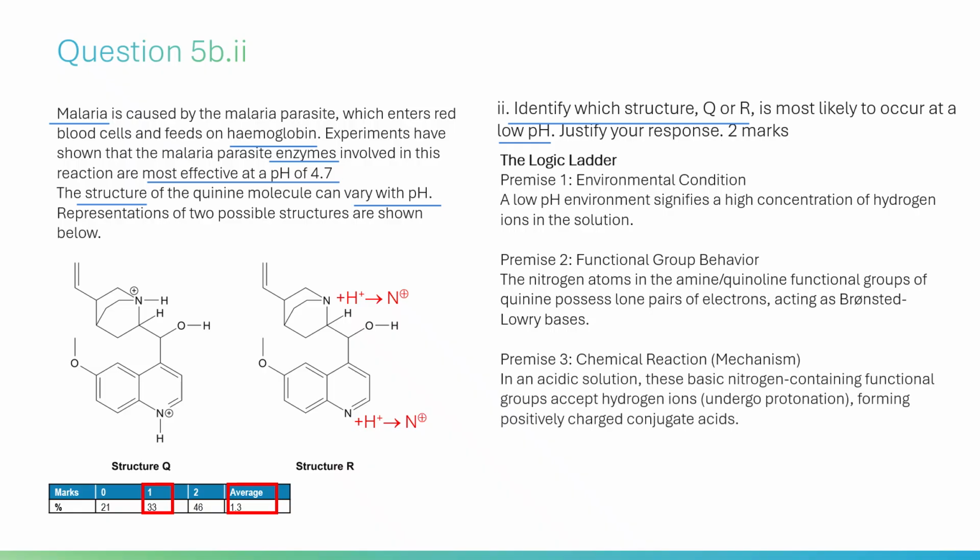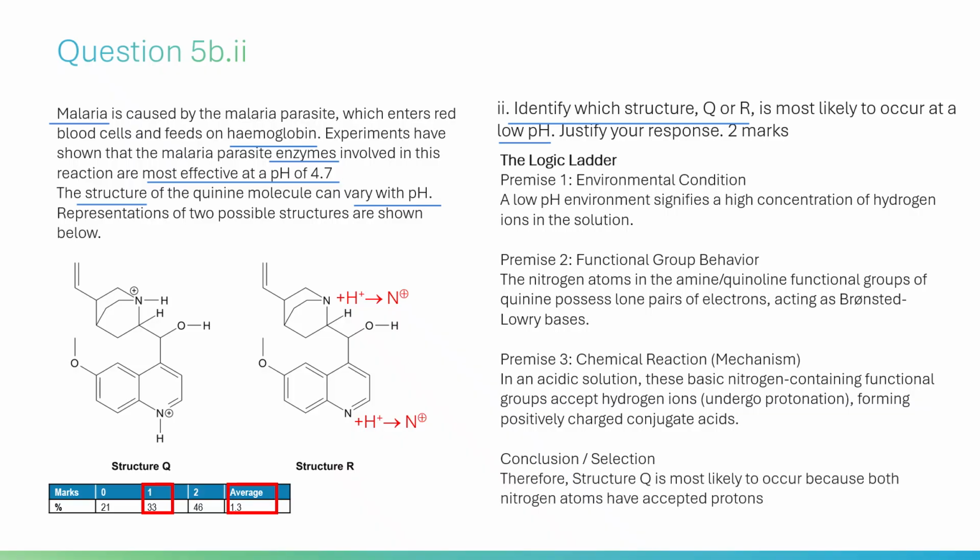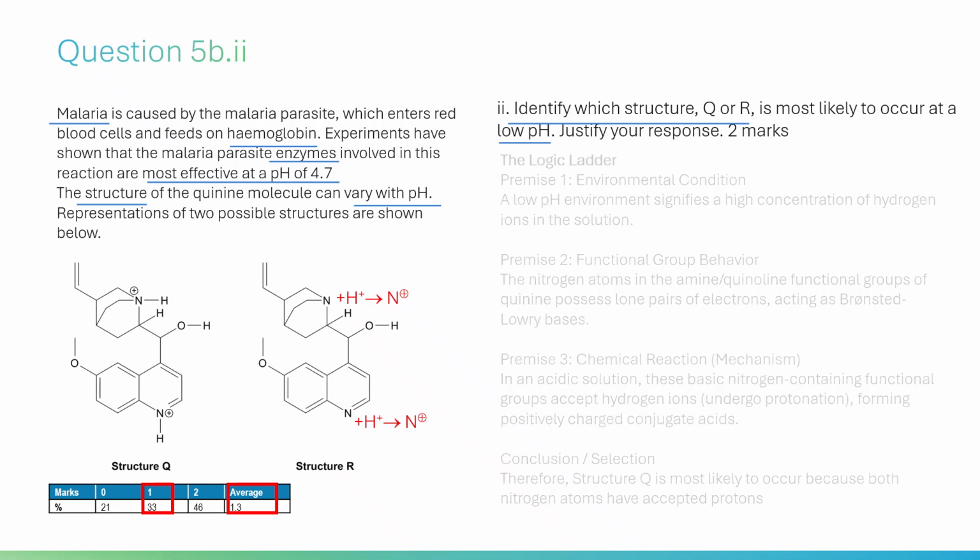In an acidic solution, these basic nitrogen-containing functional groups accept hydrogen ions, undergo protonation, forming positively charged conjugate acids. Conclusion: a selection. Therefore, structure Q is most likely to occur because both nitrogen atoms have accepted protons.